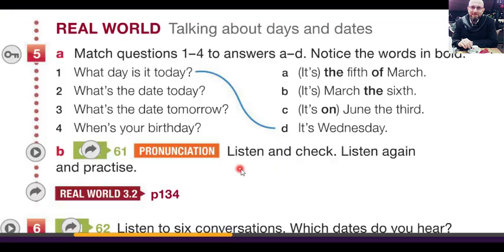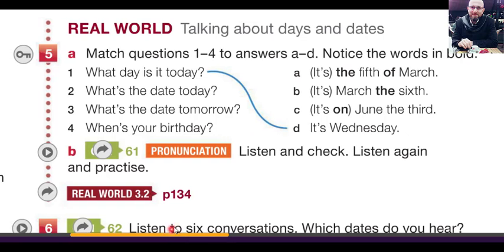So here in exercise number 5, real world, talking about days and dates. Match questions 1 to 4 to answers A to D. Notice the words in bold. So we say here, what day is it today? It's Wednesday. What's the date today? What's the date tomorrow? When's your birthday? Match, stop the video, match them. After that, check with the recording.